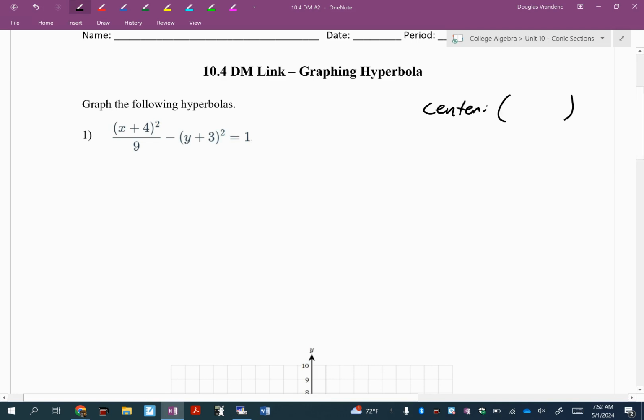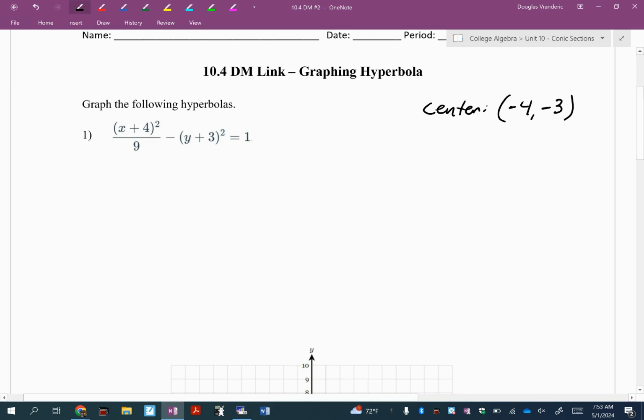We practiced this yesterday at the end of class. So let's go with Manny. That's fine. Go ahead, Manny. -4, comma, -3.